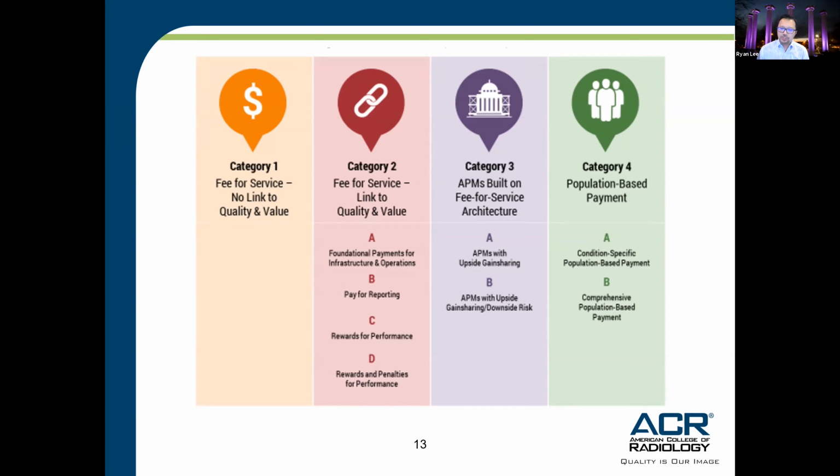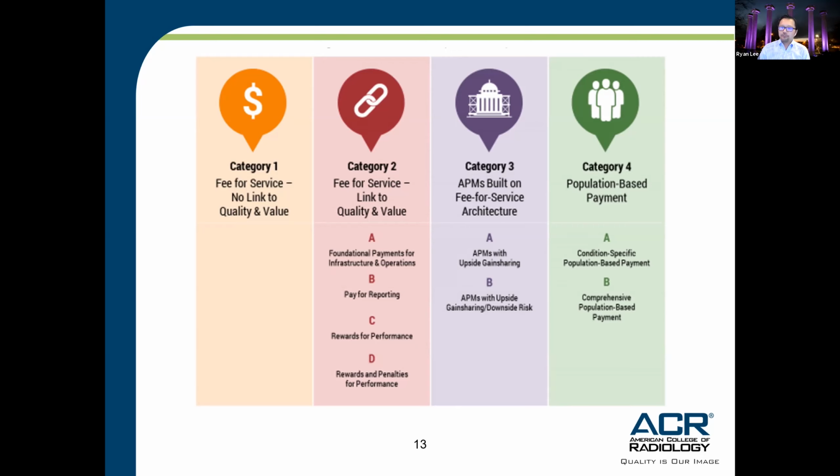It's still fee for service, but there's some links to quality and value. And that's exactly where MIPS sits. As you move up the scale towards more of a quality-based environment, you now are in the alternative payment models. For example, the prototypical APM would be just your basic MSSP or Medicare Shared Savings Program. And I'll go into that just a little bit more shortly.